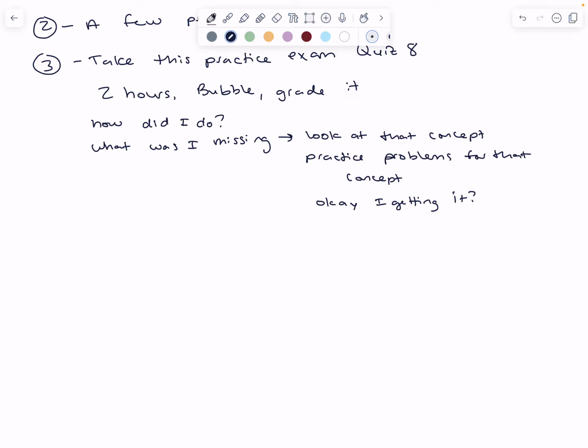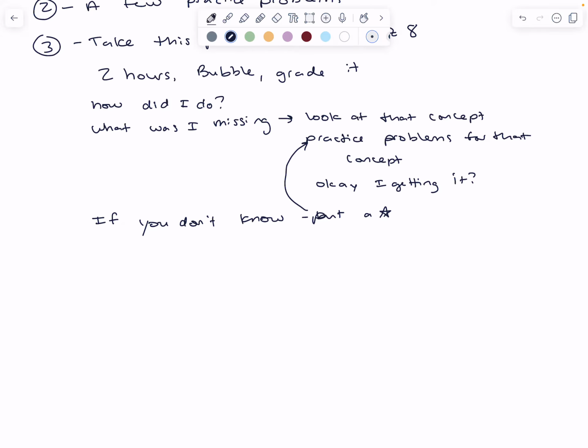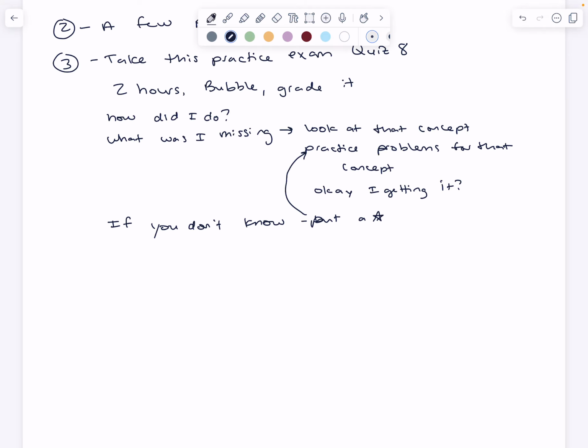But I will say, if you are guessing and you're getting things right, I would review those things too. So as you're going through, if you don't know about something and you're like, I don't know, but I think it's this, put a star by that question too and treat it the same way as the ones you got wrong. So look at that concept, do some practice problems, make sure you really know why you're getting it right and why you're getting it wrong, so that you understand the full scope of this concept.